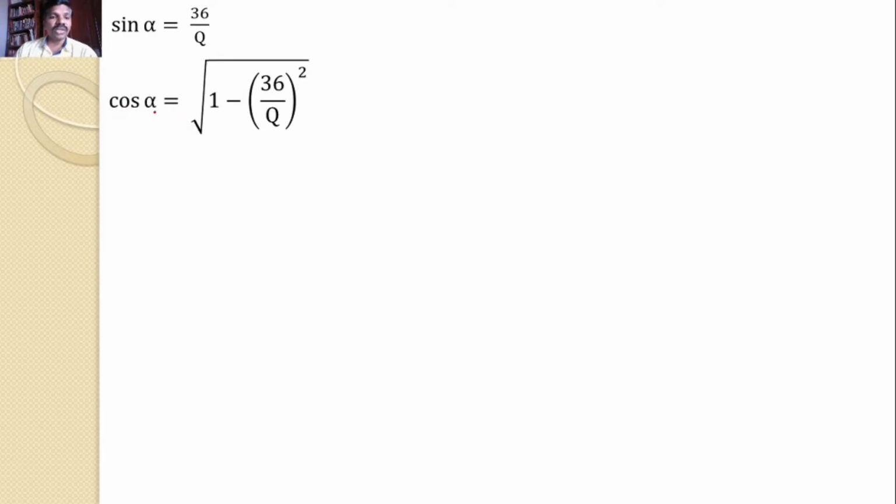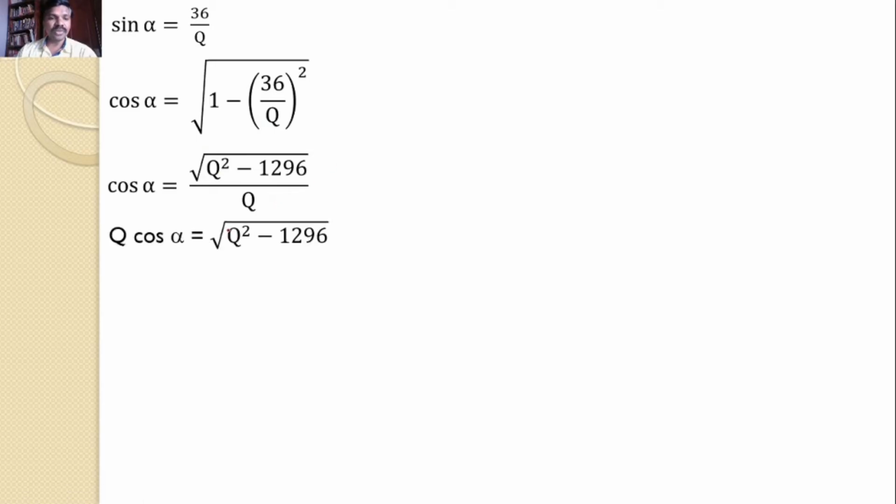Okay, so cos alpha is equal to square root of 1 minus (36 by q) whole square, because sine alpha is equal to 36 by q. Next simplification: cos alpha is equal to square root, by taking LCM, it becomes root under q square minus 1296 by q, or q cos alpha is equal to square root of q square minus 1296.